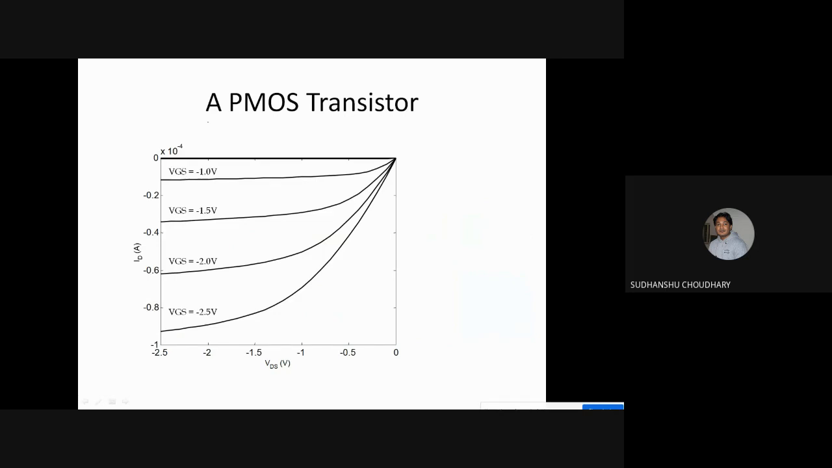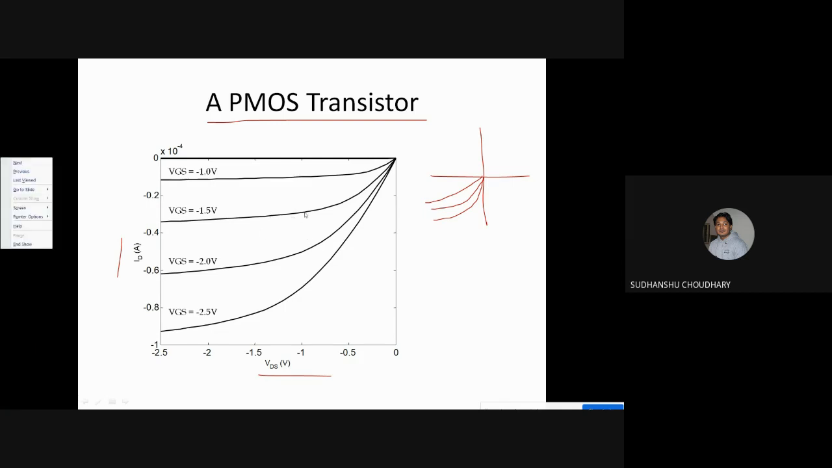Now similar to an NMOS transistor, the IV characteristics of a PMOS transistor can also be obtained. For obtaining the IV characteristics of a PMOS transistor, all bias voltages, threshold voltages, everything one has to keep negative, and the drain current also becomes negative. So you will see the drain current in the third quadrant. This is ID versus VDS. So for a PMOS transistor, the IV characteristics would look like this.